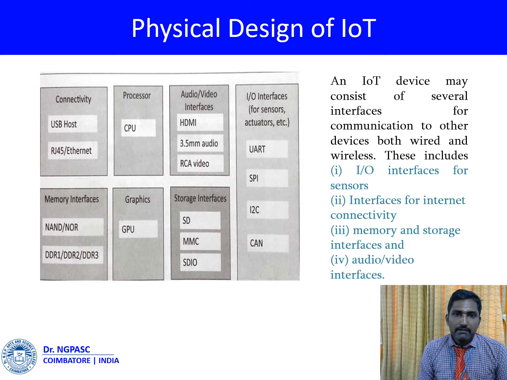Here we have seven parts, that is connectivity, processor, audio video interfaces, then IO interfaces, memory interfaces, graphics, storage interfaces. So an IoT device may consist of these several interfaces for communication to other devices, either wired or wireless.